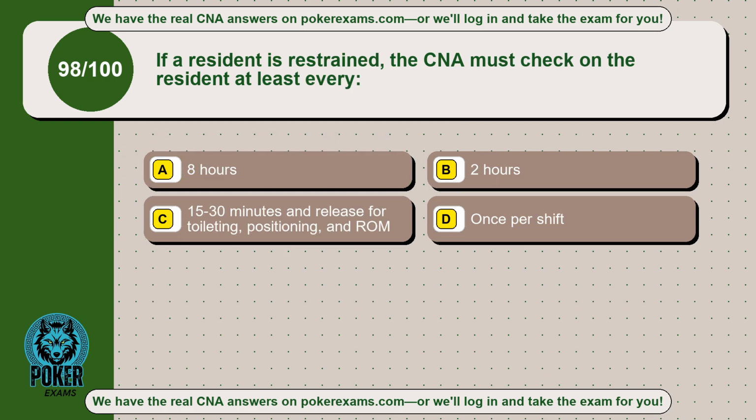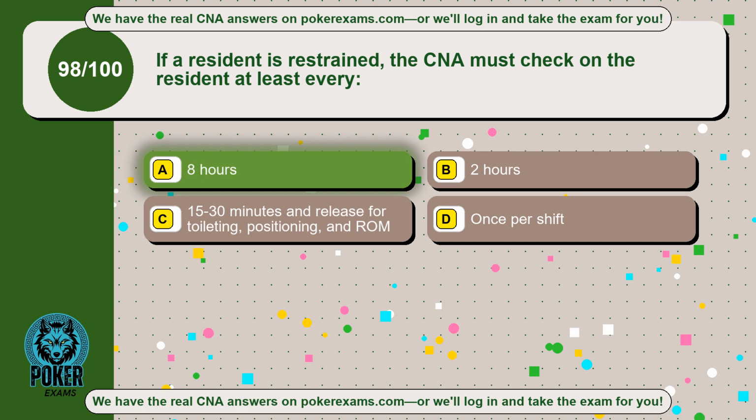Question 98. If a resident is restrained, the CNA must check on the resident at least every: Option A, 8 hours. Option B, 2 hours. Option C, 15 to 30 minutes and release for toileting, positioning, and ROM. Option D, once per shift.